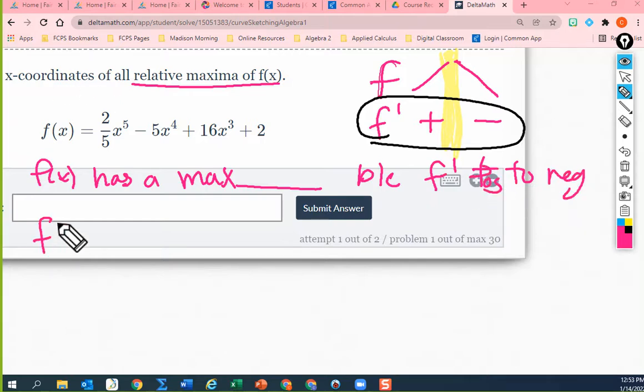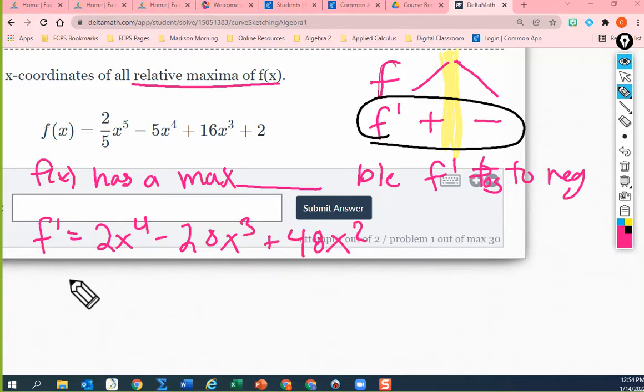All right, so let's find the first derivative: 2x to the fourth minus 20x cubed plus 48x squared. So I'm going to take out the 2x squared as the GCF, and I'm going to factor.